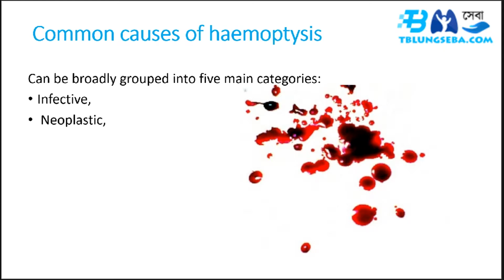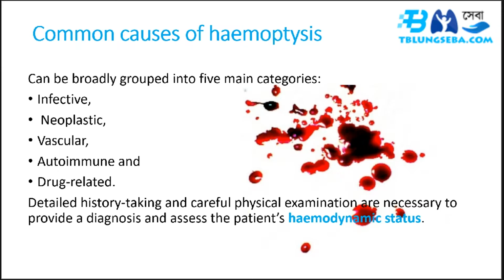Common causes of hemoptysis can be broadly grouped into five main categories: infective, neoplastic, vascular, autoimmune and drug-related. Detailed history taking and careful physical examination are necessary to provide a diagnosis and assess the patient's hemodynamic status.